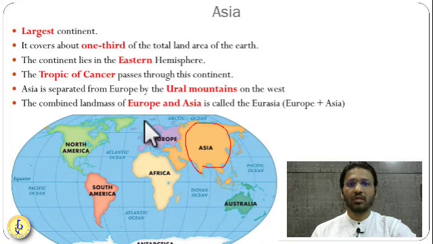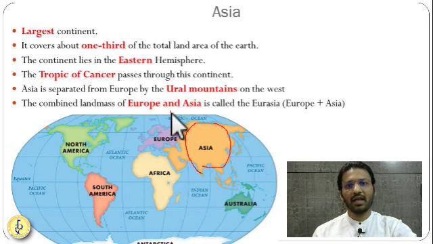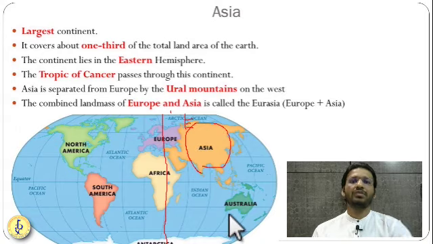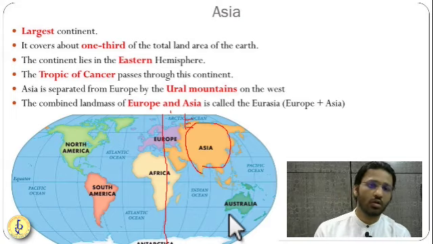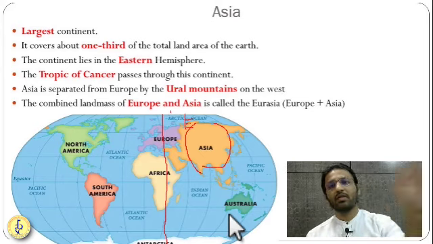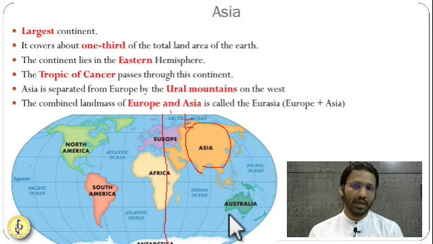It is present in the eastern hemisphere, as we know that 0 degrees longitude is passing through here. So this is our eastern hemisphere. Asia is present in the eastern hemisphere. The Tropic of Cancer is passing through Asia. It is not the equator and not the Tropic of Capricorn. Only the Tropic of Cancer is passing through Asia.